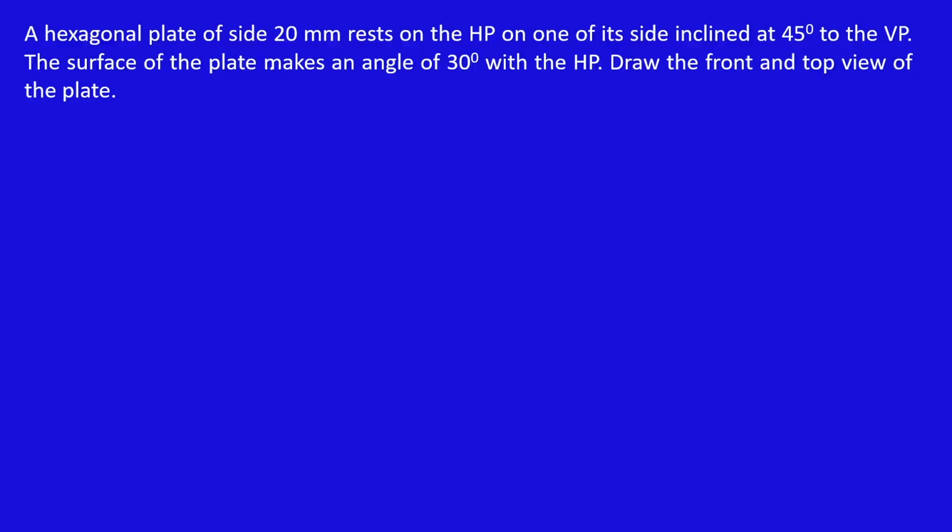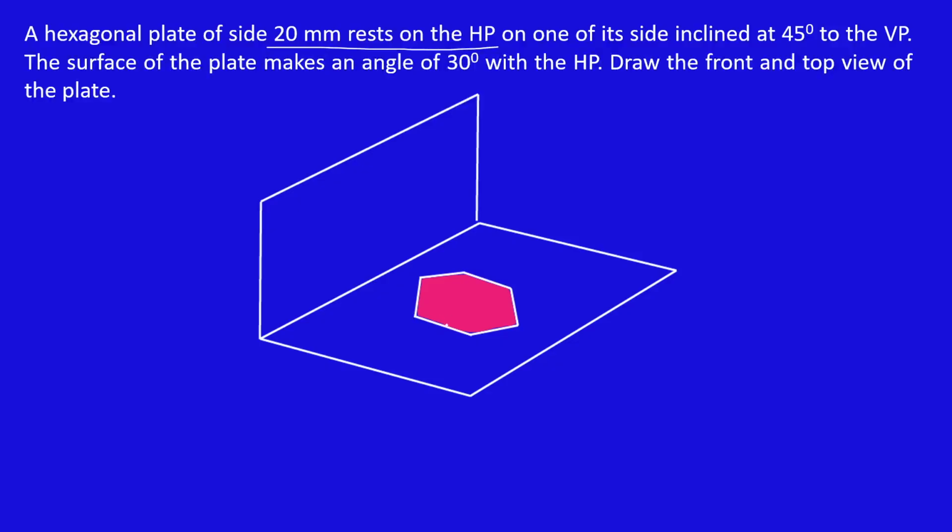A hexagonal plate of side 20 rests on HP. This is the initial position of the hexagonal plate. Horizontal plane, vertical plane. Rest on HP means this is the initial position of the hexagonal plate. One of its sides inclined means this is the initial position of the side.